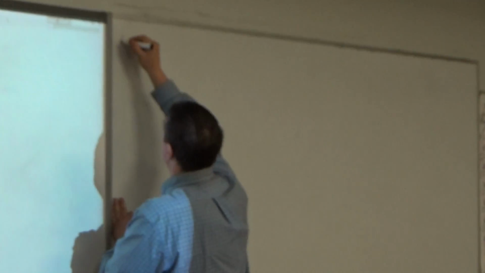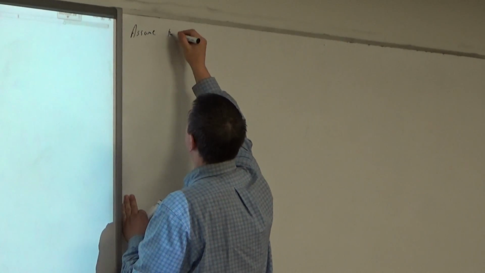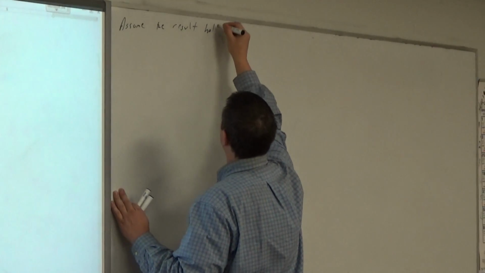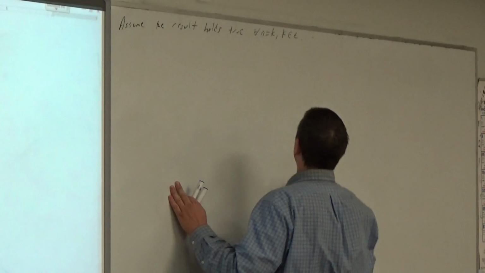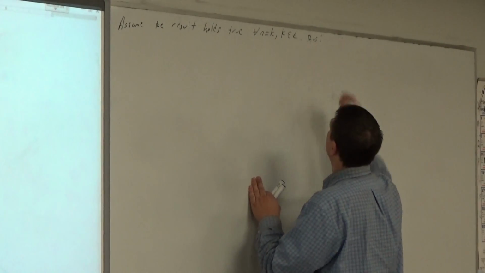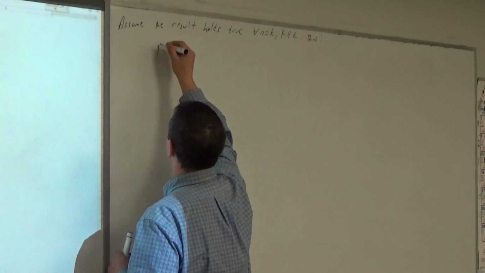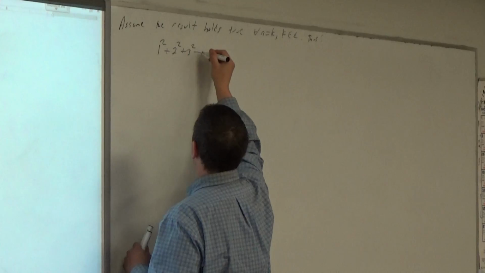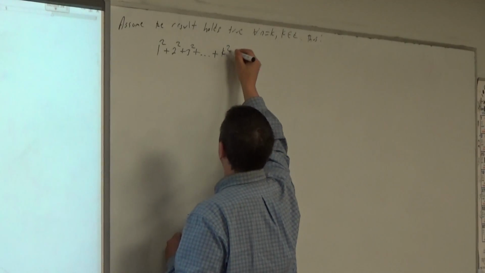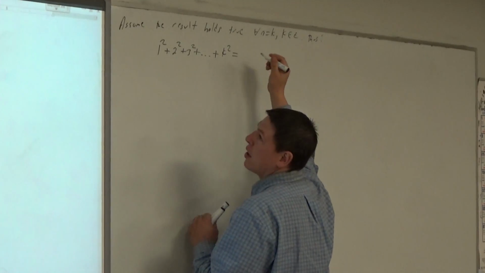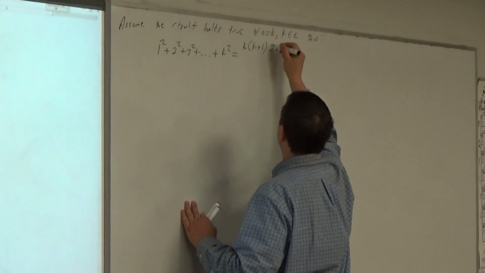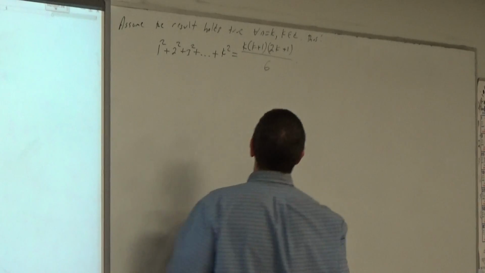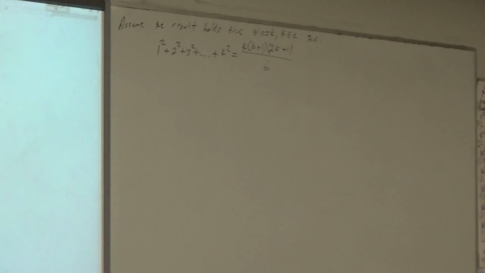So let's assume the result holds true for all n equals k where k is an integer. Thus, the sum of the first k perfect squares, so 1 squared plus 2 squared plus 3 squared plus and so on plus k squared, is going to be equal to k times (k plus 1) times (2k plus 1), all divided by 6. Now, that's an assumption. We don't know that for sure, but we can't find a counterexample.